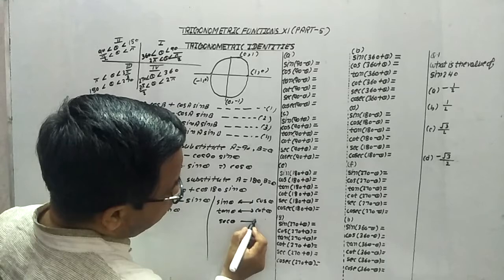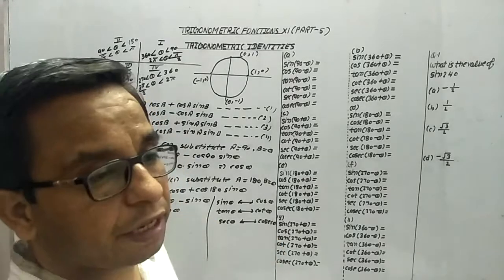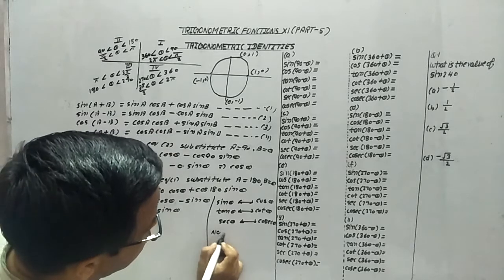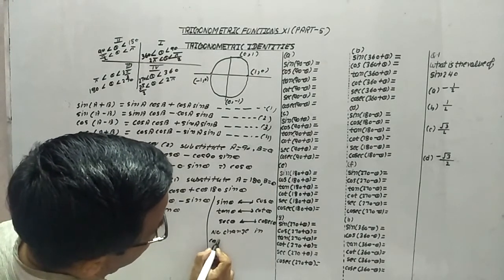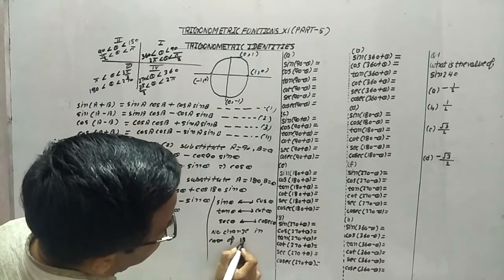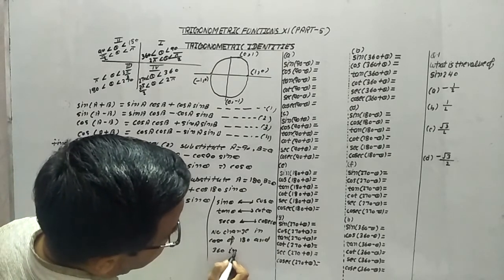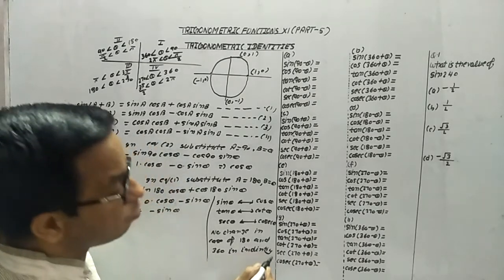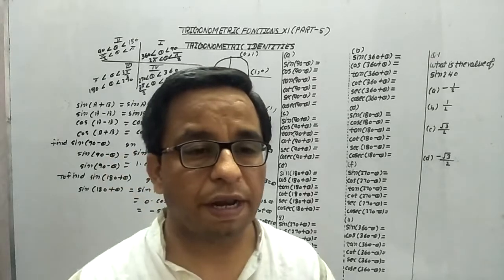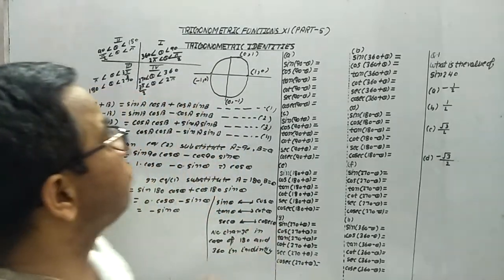Sec theta will interchange into cosec theta, and cosec theta will interchange into sec theta. But no change in case of 180 and 360 in identity. Identity में कोई भी change नहीं होगा if this is the case of 180 and 360. And the rest of all sign convention you know very well.